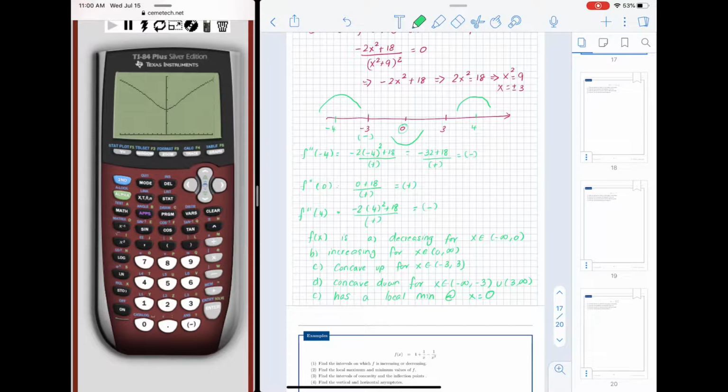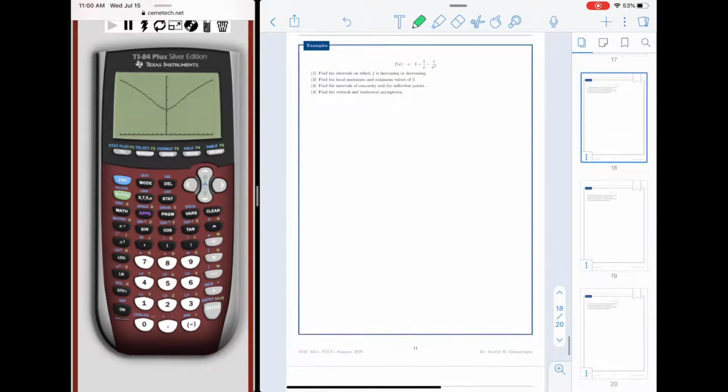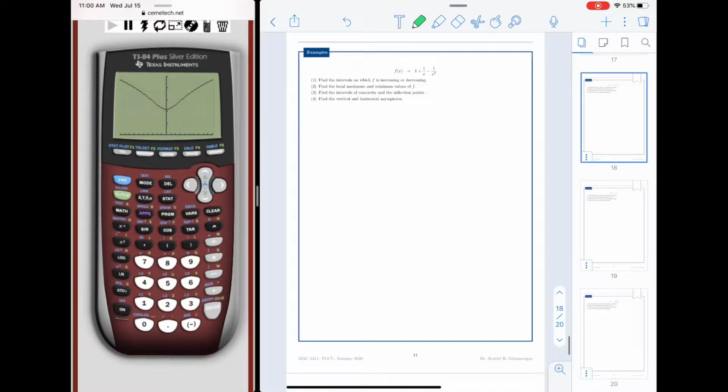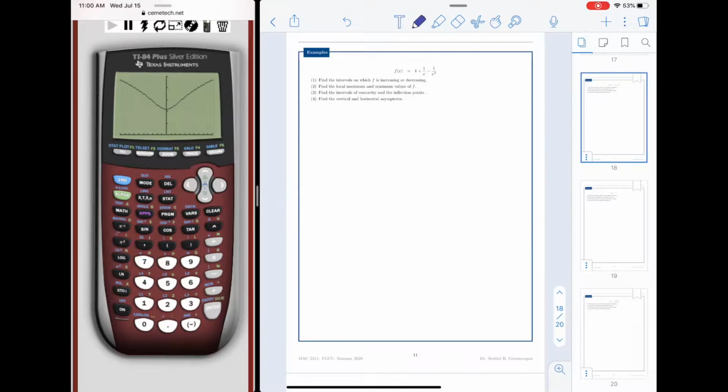And then it's concave down. So we get a nice little picture, and that picture agrees with what we have. So here is an example where we have to find intervals where the function is increasing or decreasing. In addition, we want to determine its asymptotes.